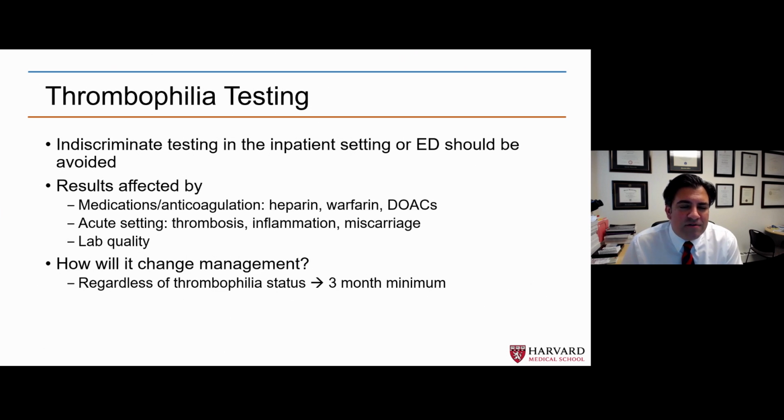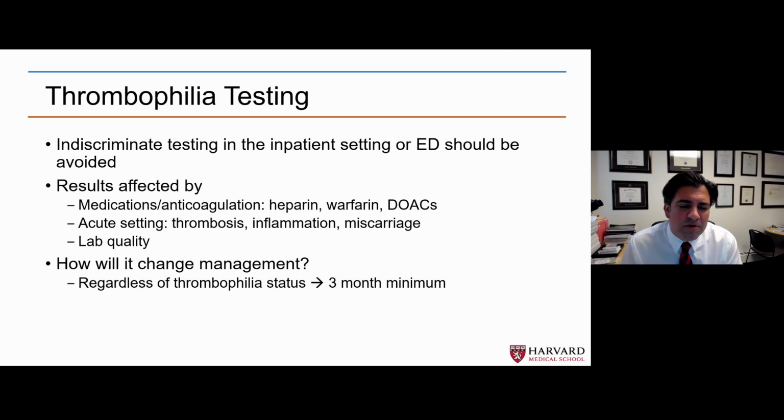In general, guidance about thrombophilia testing is that indiscriminate testing should be avoided in the inpatient setting or the emergency department, and that's because patients are receiving medications or anticoagulation that can affect these tests. The inflammation from the acute thrombosis or pneumonia can also affect these tests. And you have to think about what's the quality of the lab that's running the test. Is it a lab that does this frequently?